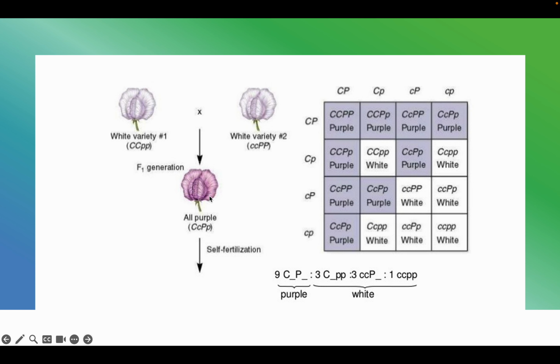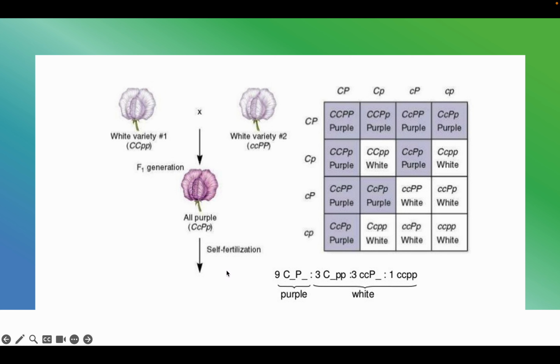For this to be purple, we need both of them to be dominant, either in homozygous or in heterozygous condition. So when we cross these flowers, we get all purple because we get capital C from one parent and capital P from the other. In the F1 generation, both genes are present in heterozygous condition, so both genes are dominant and we get purple color.